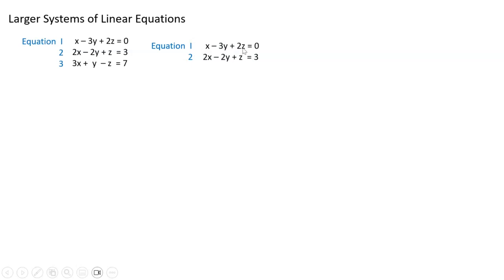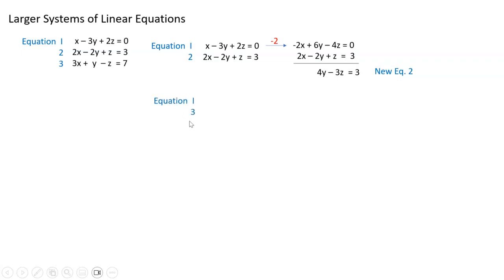So I'm going to multiply equation number 1 by -2. And again, -2 because -2 times x will give us -2x, and then when we add them, the x will be eliminated. So -2 times x minus 3y plus 2z equals 0 will give us -2x plus 6y minus 4z equals 0. Equation number 2, all we do is bring it over. Then we add them. It's going to give us 4y minus 3z equals 3. That's my new equation 2.